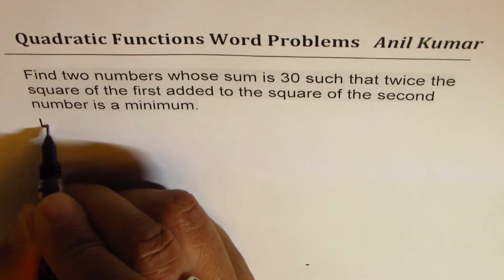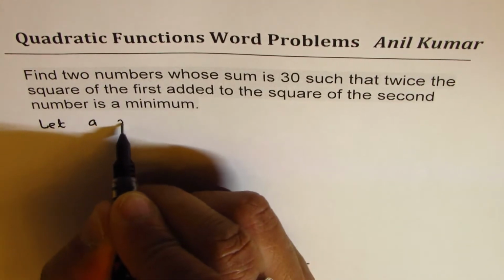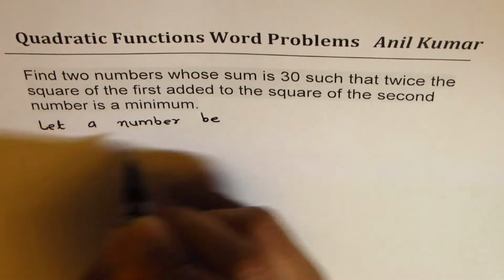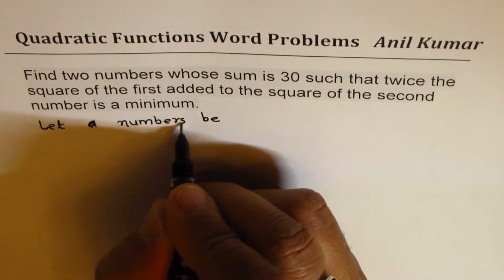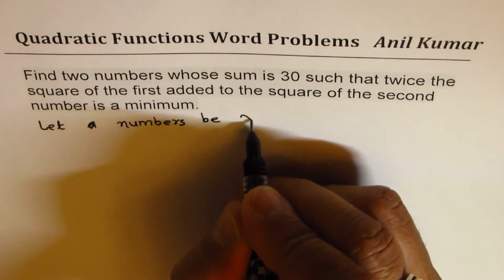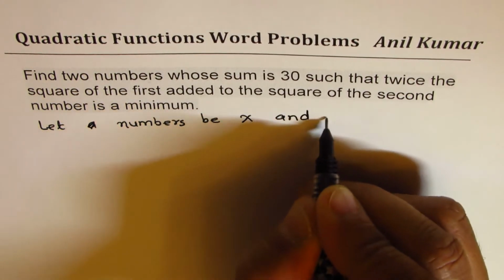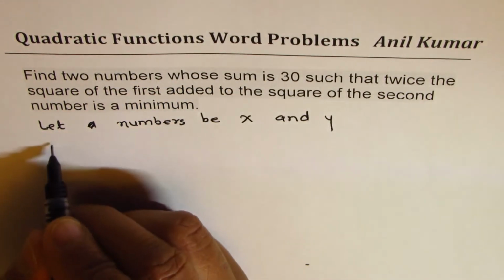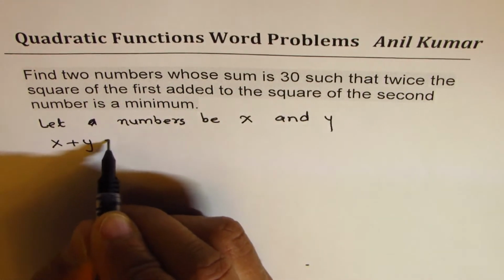So we'll always start with a let statement. Let the numbers be x and y, correct? So it says find two numbers whose sum is 30. That means x plus y equals 30.